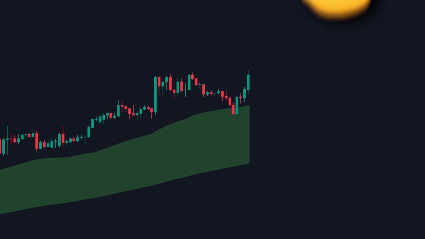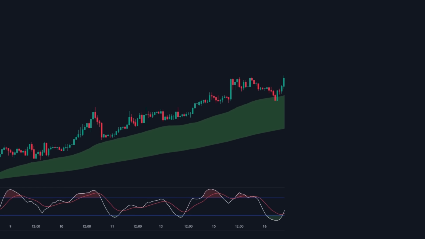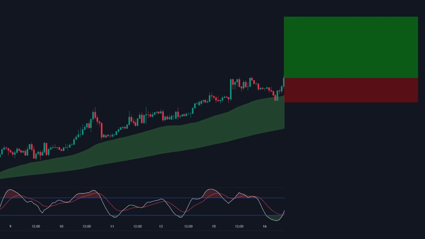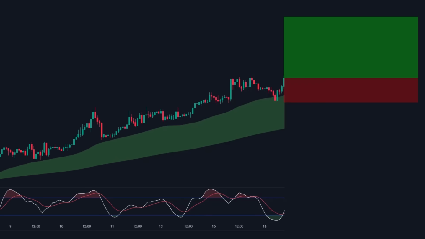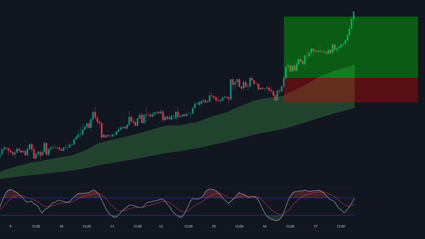When all these conditions are met, that's our buy signal. For stop loss, place it below the most recent swing low. For take profit, I like to use 2.5 times the risk. This gives us a juicy risk to reward ratio. We let the trade run and take profit.